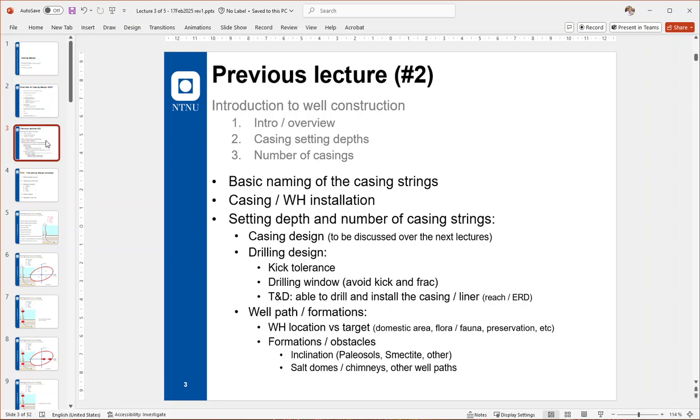Now, other things that influence the setting depth and the number of casings would be the well path or formations, typically. The wellhead location versus its target could be influenced by, for example, drilling from a domestic area. You would typically acquire land where you put your rig, and you will have to drill until where the target itself is, from anywhere where you're allowed to have a drilling rig placed.